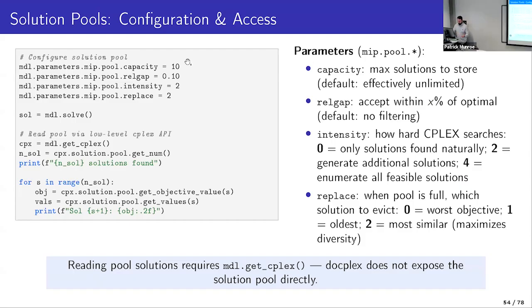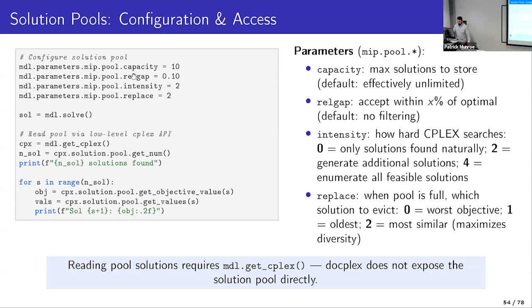So let's say you have 10 here. Then if you have an 11th solution or a 12th solution, how would you replace those solutions? This is the replace parameter here. You may choose to evict the worst objective, but you may also decide that you want to evict the oldest one, or you want some diversity and want to keep the solutions that are the most diverse. So those are the three options that you can choose from.